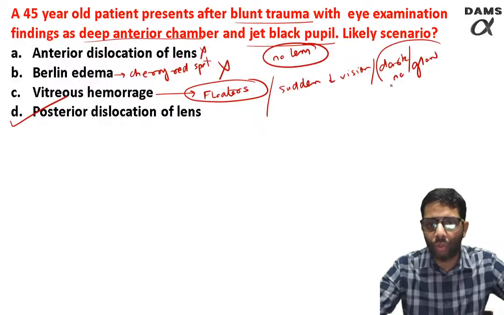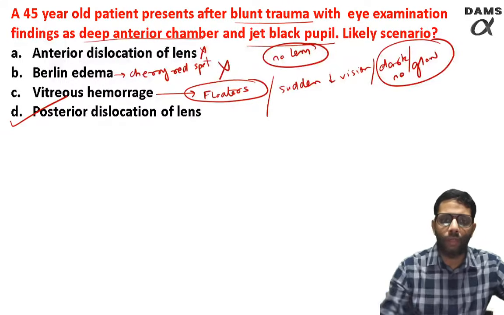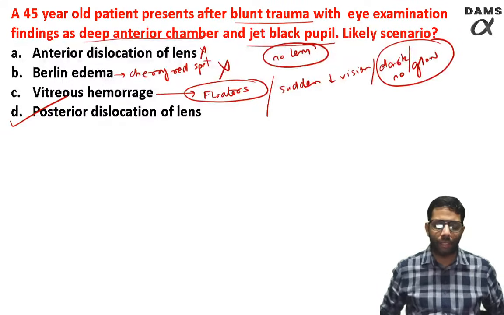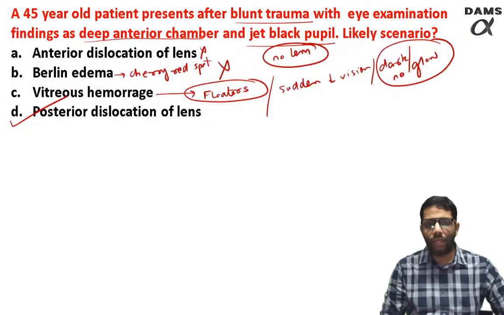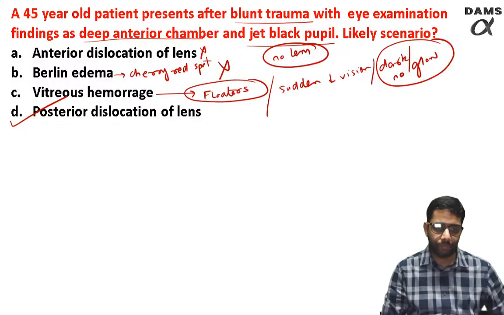Dark or no glow in the pupil, that is, the red glow coming from the retina is not seen, because something is before the retina, that is the blood. So floater, sudden decreased vision and a dark glow go in favor of vitreous hemorrhage.